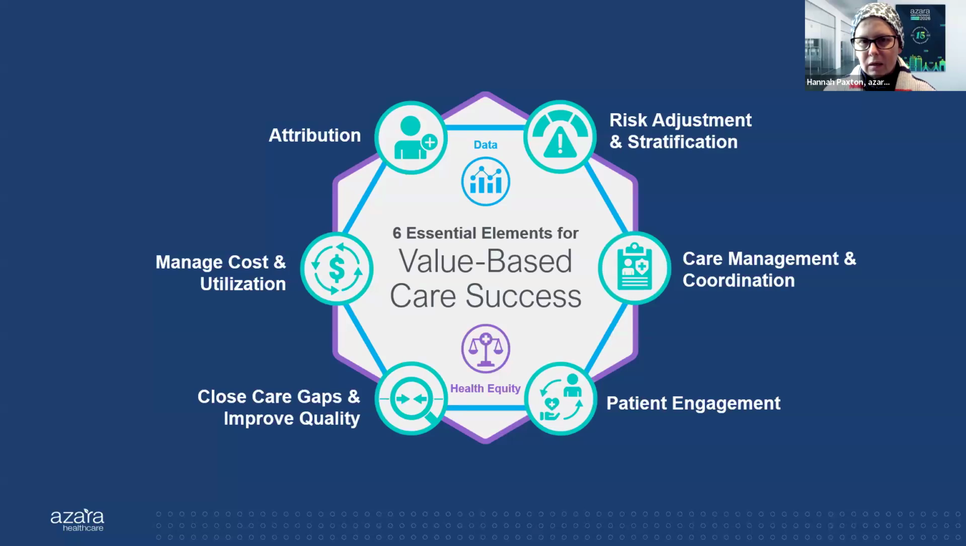So here is a graphic showing the 6 essential elements of value-based care. And today we're going to be talking about risk adjustment and stratification, but you can see all of the other things such as attribution or care gaps or patient engagement. But this is going to help set you up for success when it comes to your PMPM, per member per month, and then that impacting directly your organization's bottom line. And this is all related to coding practices.